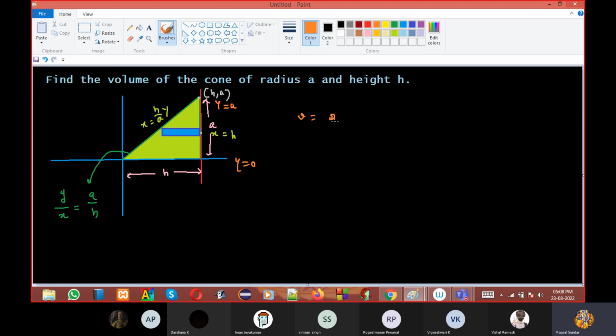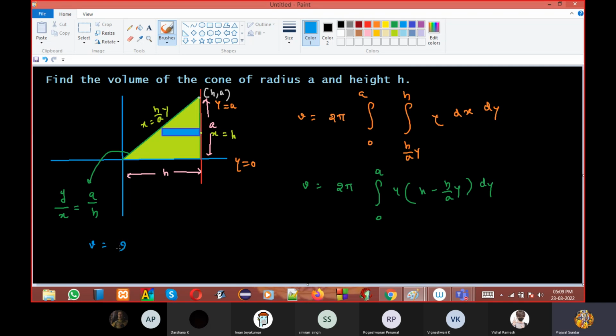Okay, so the volume is what? 2 pi integral 0 to a, integral from (h by a) y to h, of y dx dy. Two integrations. You do it like this, and you can get the final answer. We will get y into (h minus (h by a) y) dy. We get 2 pi h by a integral 0 to a of y into (a minus y).